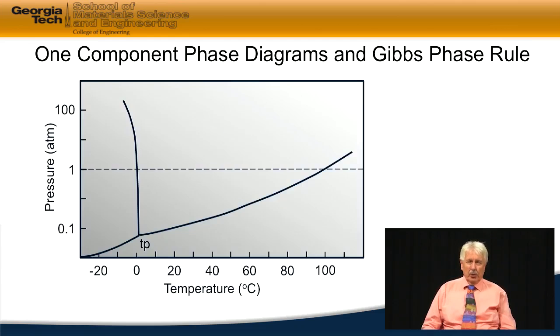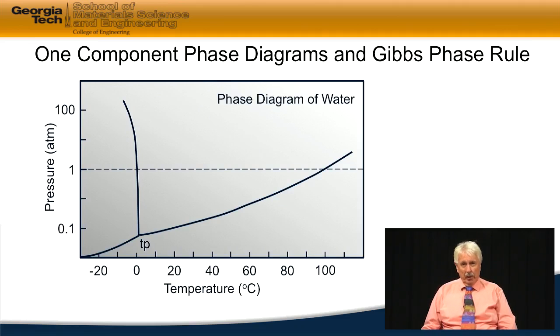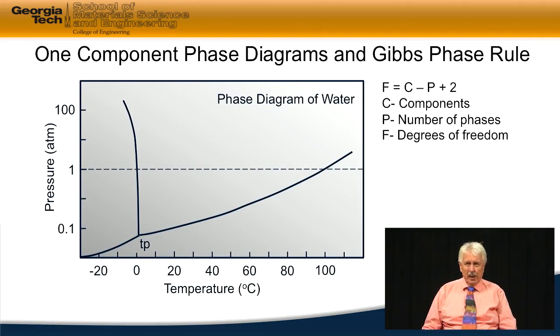Let's return to the water diagram again. And this time we're going to think of the water diagram in terms of the Gibbs phase rule. Remember that the Gibbs phase rule says that we have the degrees of freedom, the number of components, the number of phases, and the pressure and temperature in the system.